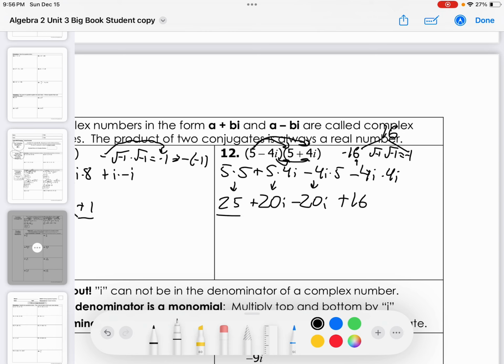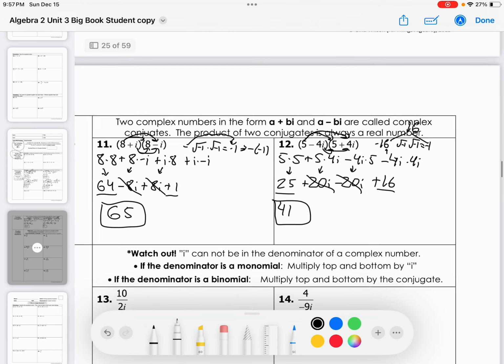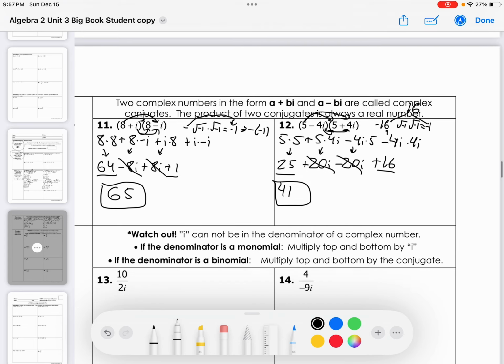Combine like terms, 25 plus 16 is 41. And 20i minus 20i, again, those are opposites. The plus 20i and the minus 20i would cancel out. And so our answer is just 41. So that is all we're going to do as far as notes go for these types of problems.